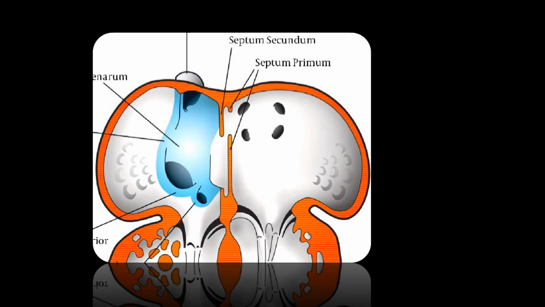I think this video will be useful to you to understand the exact division of the right atrium and the left atrium, which is derived from the primitive atrial part.